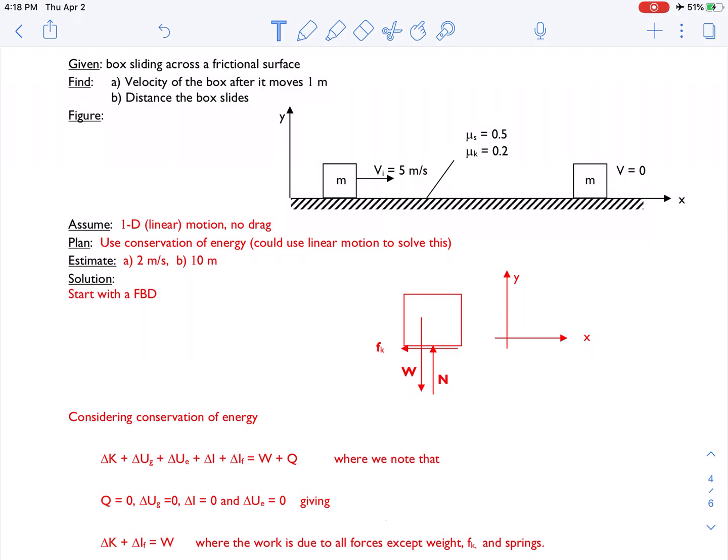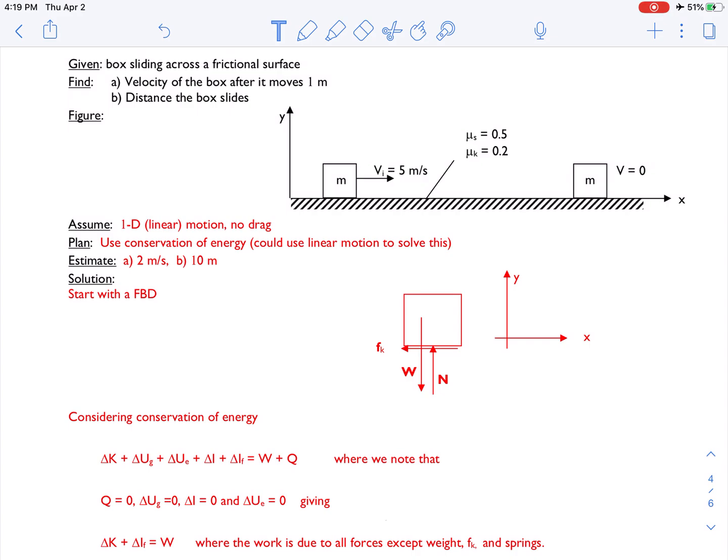Estimations, so since it's going to eventually come to a stop, I would definitely say at least the velocity after 1 meter should be less than 5 meters per second. I think that's a good estimation. You can say a few meters per second if you like.